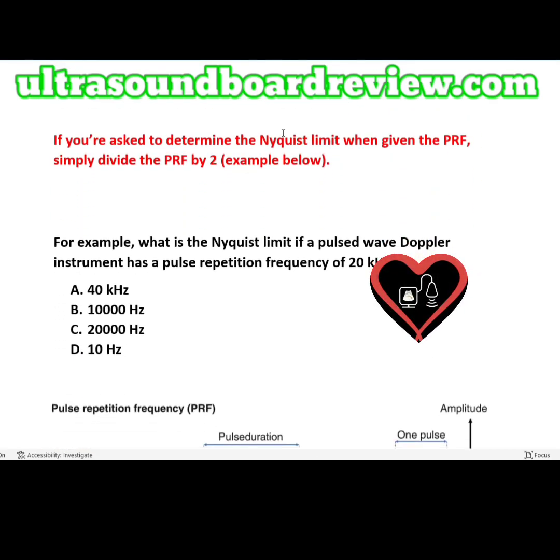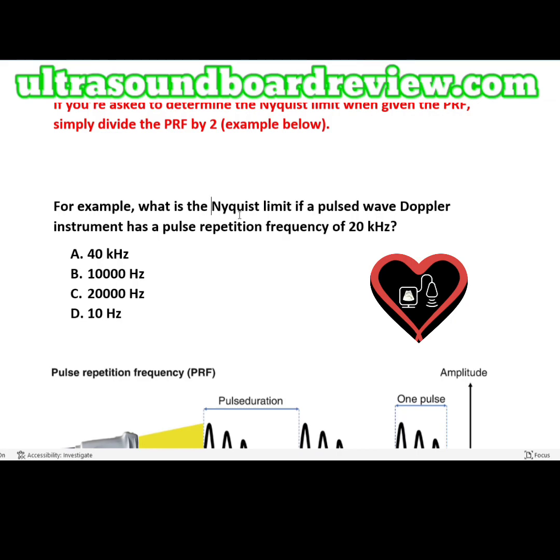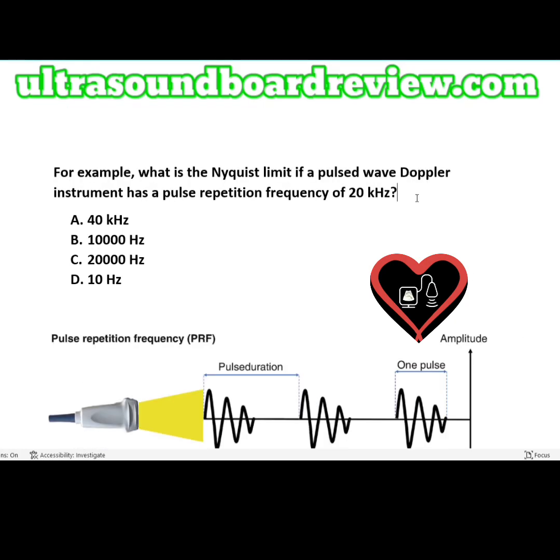Let's try one more question, and let's say that they ask you, what is the Nyquist limit if a pulse wave Doppler instrument has a pulse repetition frequency of 20 kilohertz? Is it A, 40 kilohertz, B, 10,000 hertz, C, 20,000 hertz, or is it D, 10 hertz? Go ahead and pause the video if you want to try to figure this out on your own. Now I know what you're thinking, just divide this by 2 and you're going to get your answer, right?